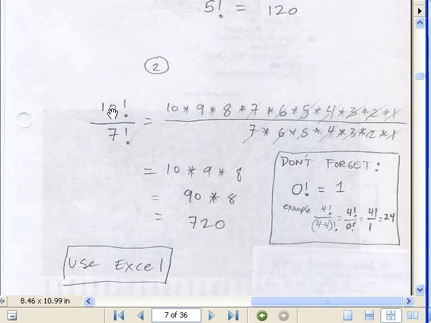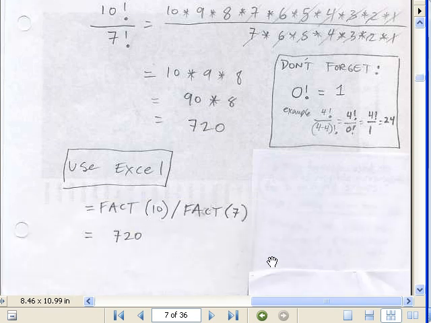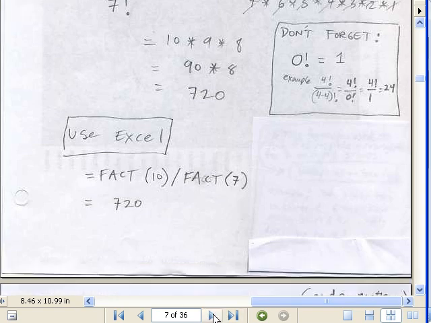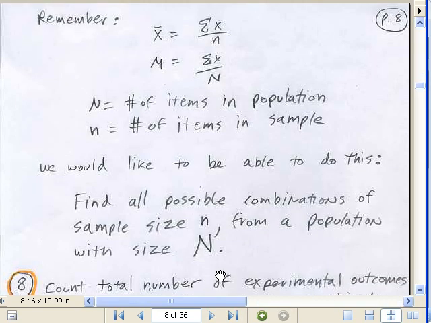If you're doing division, 10 factorial divided by 7 factorial, line them all up and cancel just like you would to reduce a fraction, and you're left with 10 times 9 times 8, 720. Don't forget, 0 factorial is 1. And there's an example: 4 factorial divided by (4 minus 4) factorial is a 0 factorial in the denominator, so you get a 1, and that's equal to 24. In Excel, there's the function called fact, and we'll look at an example of that.